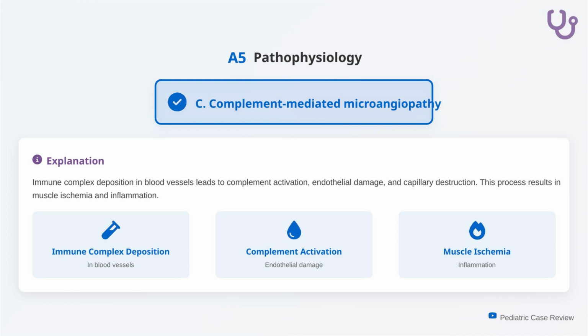Complement-mediated microangiopathy. Juvenile dermatomyositis is characterized by immune complex deposition in blood vessels, leading to complement activation, endothelial damage, and capillary destruction. This process results in muscle ischemia and inflammation. Muscle biopsy typically shows parafascicular atrophy, reflecting this vascular pathology.